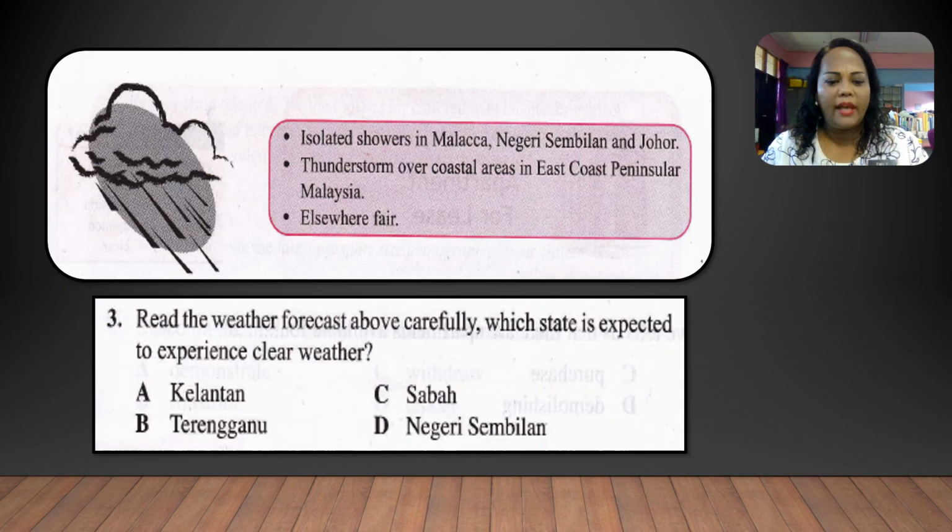Question 3 looks at a weather forecast. Read the points in the weather forecast. Understand words or phrases like isolated showers, thunderstorm, coastal areas, and the word fair. So you need to understand before you can answer the question. So you have to choose which state is expected to experience clear weather. Alright, so let's see how it is done.